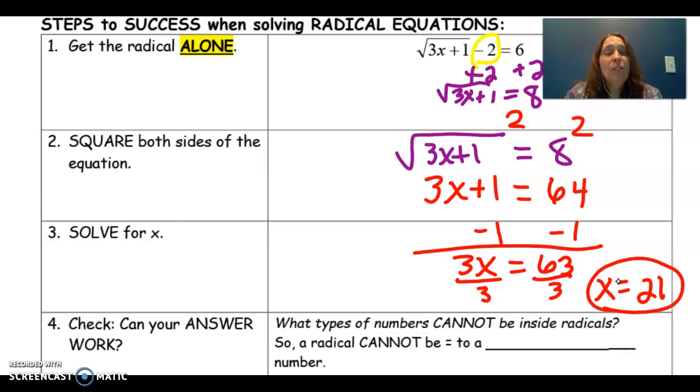So what you'd always want to do is go ahead and plug that answer back in to make sure that it works. That's why we have step 4 on here. Can your answer actually work? All right, let's see what this says. What types of numbers cannot be inside radicals? Well, we just said a radical cannot be equal to a negative number.